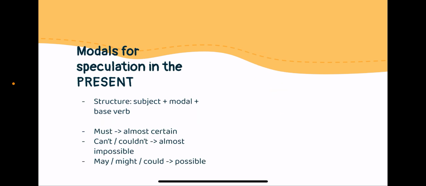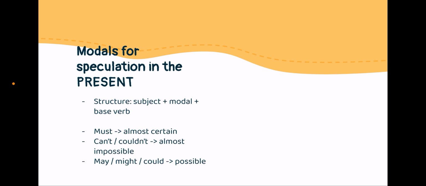So, to start with, let's talk about modals for speculation in the present. When you're talking about the present, you use must when you're almost certain about something, can't or couldn't when the thing you're talking about is almost impossible, and may, might, or could when the thing is possible but you're not really sure. The structure is first the subject, then the modal, and then the base verb.